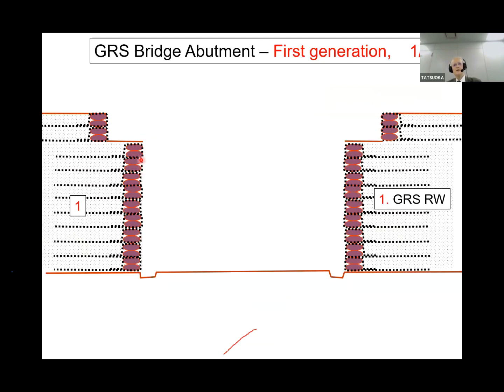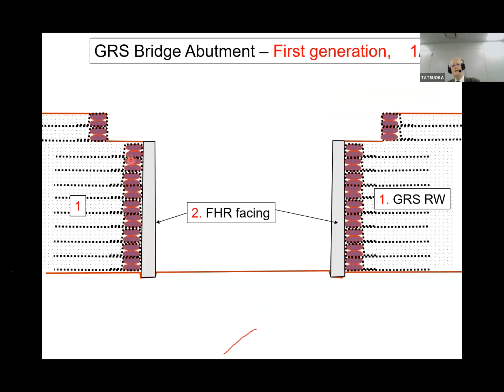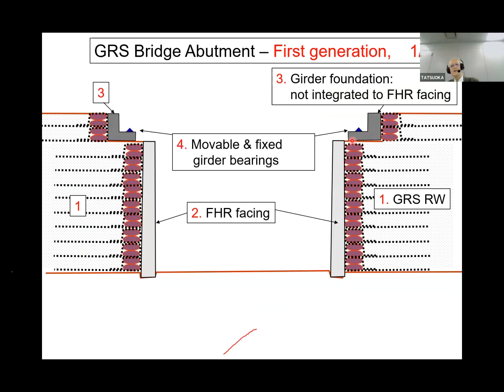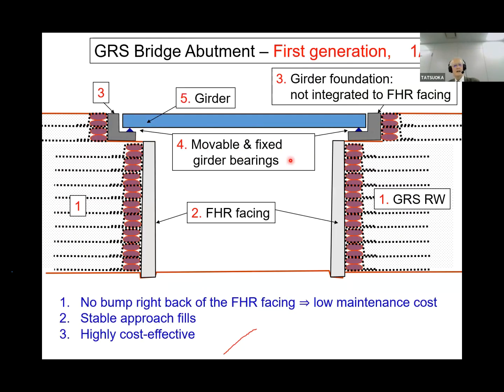This is the first generation we developed. First, we constructed the GRS retaining wall, and then this girder foundation, a small girder foundation. This is not integrated to the full height rigid facing. Then we arrange movable or fixed girder bearings. Then we place girders. So we have no bump right back of the full height facing. So we have a low maintenance cost, and a stable approach field. This is very stable.